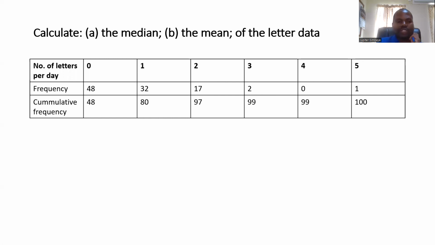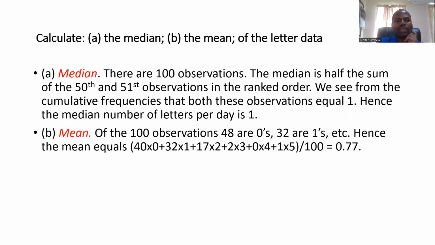So when you reach 50, you have a 1. At 51, you have a 1. We see from the cumulative frequency that both these observations equal 1. The 50th is 1. The 51st is 1. Hence, the median number of letters per day is 1. Why? We add 1 plus 1, which is equal to 2, divide by 2, it is equal to 1.